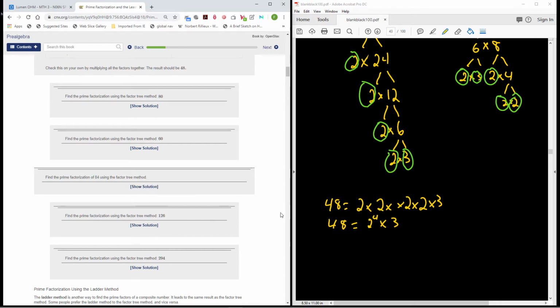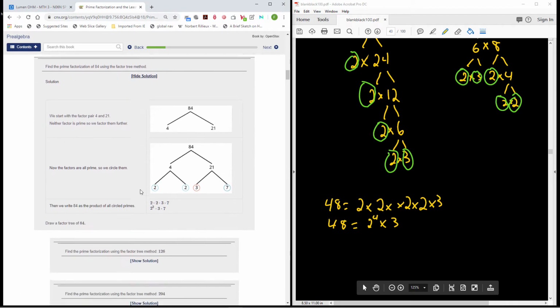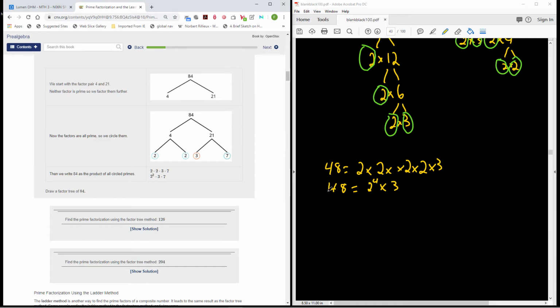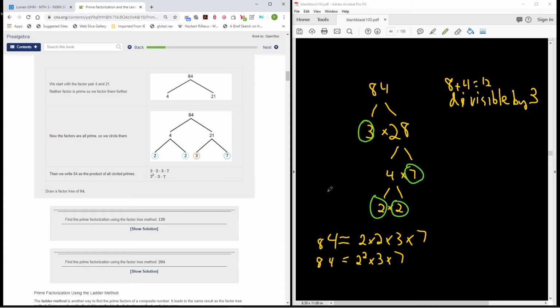Next one here is 84. And I see that it ends in a 2, an even number. So I know that 2 goes into it, but just to show something different, I went ahead and added the digits together. 8 and 4 is 12, so I know that it's divisible by 3. So that 3 times something will go into it. So in this case, 3 times 28.